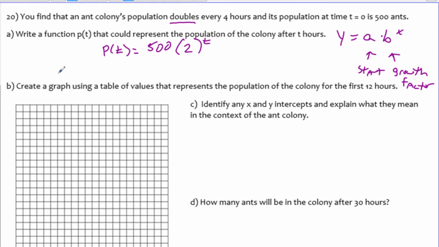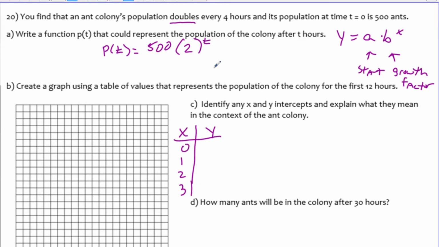Letter B, it says create a graph using a table of values that represents the population for the first 12 hours. Okay, so they're just giving us a blank grid. It says identify any x or y intercepts, explain what they mean, how many ants will there be after 30 hours. Okay, so let's start off with letter B. It says create a graph using a table of values. So I'm going to plug in 0, 1, 2, and 3. Right, and here's where you got to be careful.